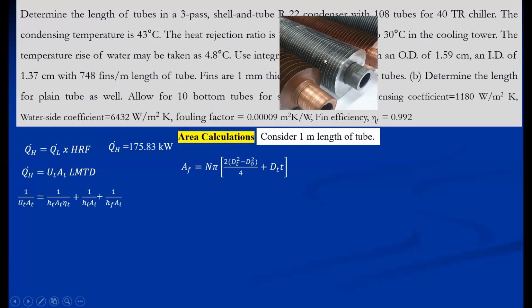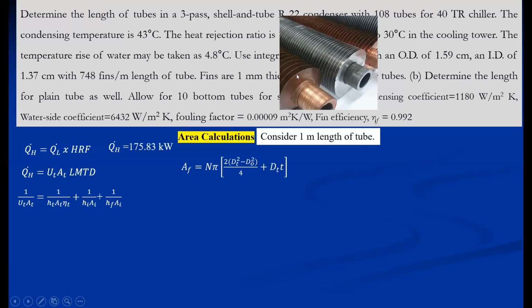So we have considered 1 meter length. In 1 meter length there are 748 fins. So the number of fins multiplied by the area of one fin. First we calculate the area of the fin for this portion. This is a surface, so it is pi by 4 Dt square minus pi by 4 Do square. As both surfaces are available, this side and the other back side, that's why twice. So twice into pi by 4 times Dt square minus Do square. So this is the area available.